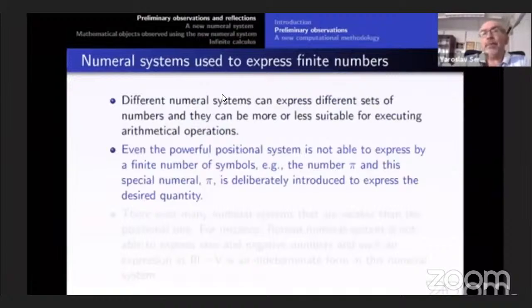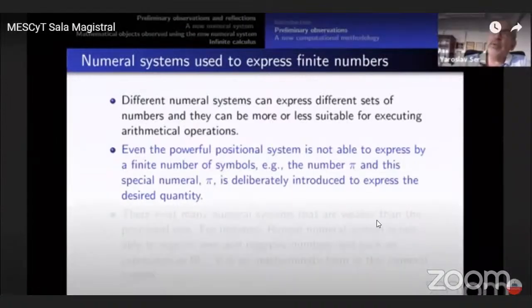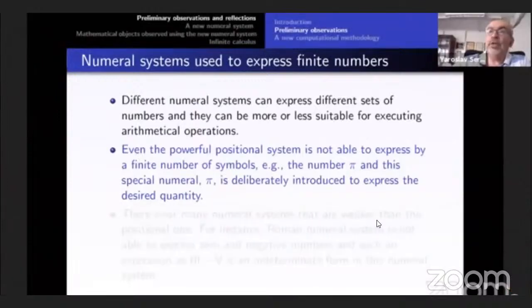For example, even the powerful positional system is not able to express irrational numbers, for example pi, by a finite number of symbols. So, in fact, this numeral is deliberately introduced to express the desired quantity. I remind you that we would like to execute practical computations, so we need numerals that contain a finite number of symbols. So if people would like to work in the positional numeral system with irrational numbers, then they use approximations.